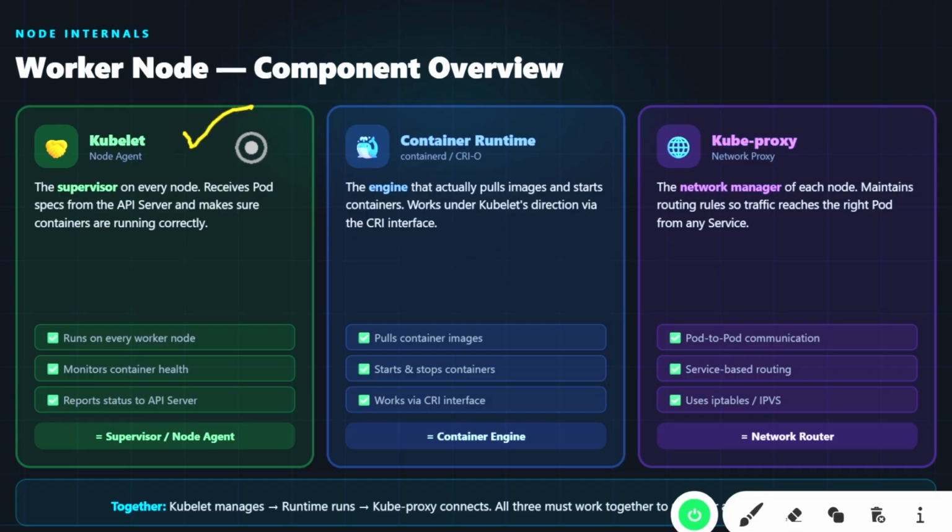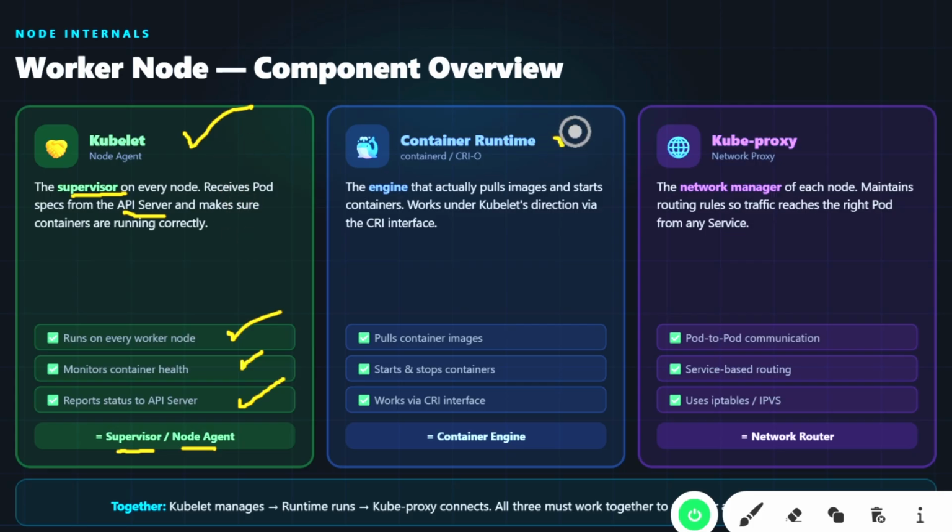The first thing was kubelet. Kubelet is like a supervisor within each and every node, and basically it receives the pod specifications from the API server, and it will ensure the containers are running correctly as per those specifications. It runs on each and every worker node. It monitors the container health and also it reports the status to the API server. As I said, it is the supervisor or a node agent. Kubelet is the node agent which is present in the worker node.